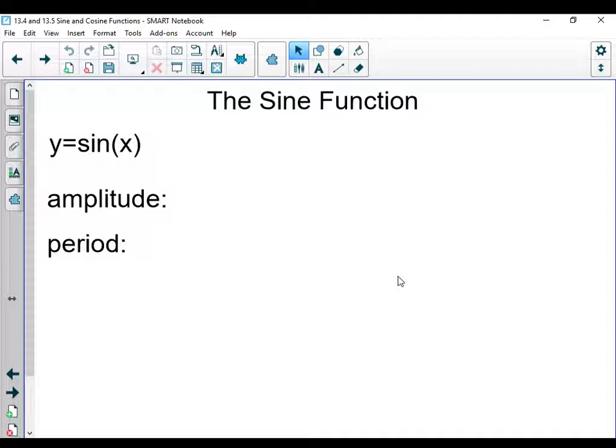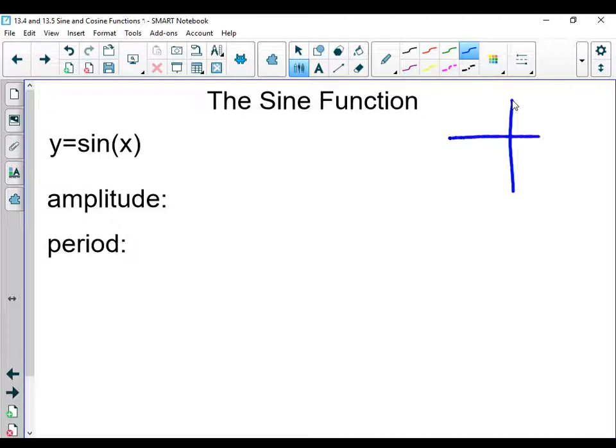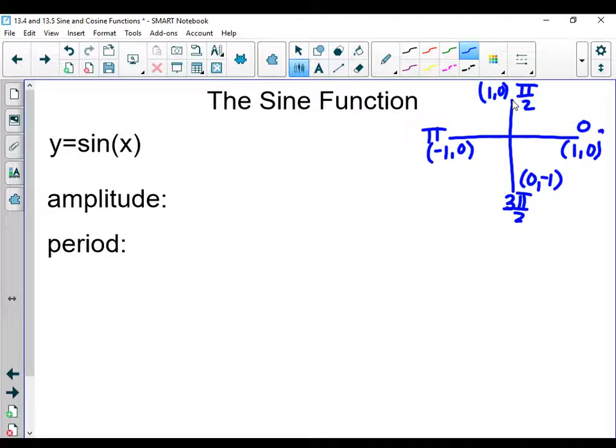So let's look at the sine function first. You're going to have off to the side, if this is 0, this is pi over 2, this is pi, and this is 3 pi over 2. I'm just putting those ordered pairs that we have already learned. And of course, this is 2 pi also.